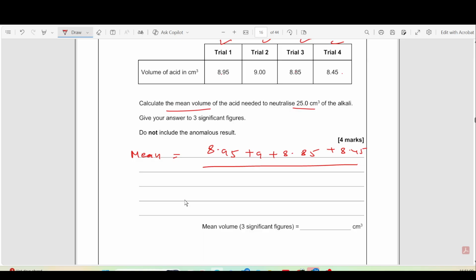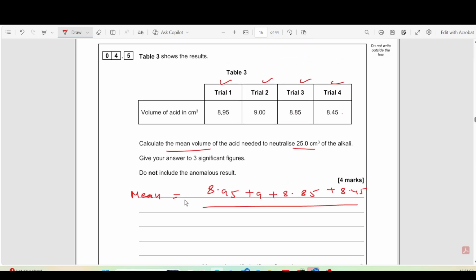Trial 4 is 8.45. It says do not include the anomalous result. Because trials 1, 2, 3 are within 0.15 centimeter cube of each other, right? 8.45 is lower than the others, so that's why it is called an anomalous result. So we cannot include it. Just include these three so that we get the correct average. So we can just exclude this. Let me just erase this.